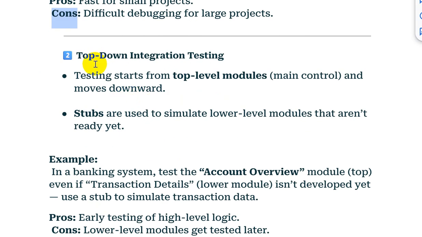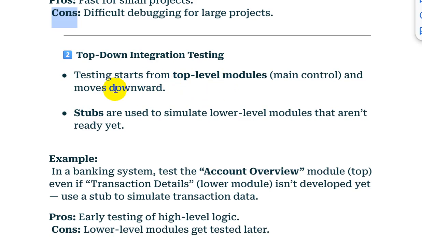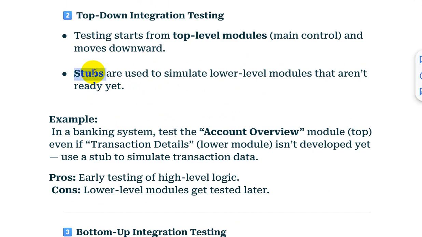Another type is top down integration testing. In top down integration testing, testing starts from the top level module, which is the main module, and moves downward. Here stubs are used. A stub is used to simulate lower level modules that aren't ready yet.